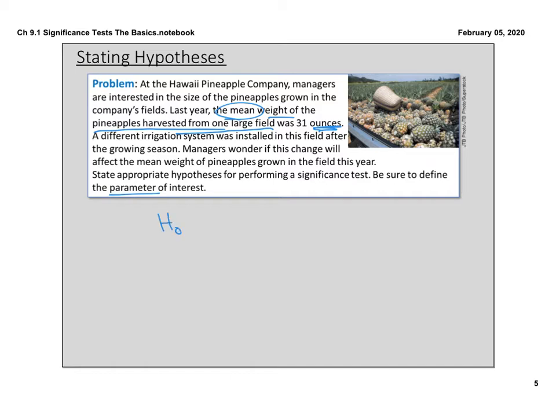Our null hypothesis is that the mean is equal to 31 ounces. And then the alternative hypothesis: managers wonder if this change will affect the mean weight of pineapples. They don't say whether it's greater than or less than, they just say it will affect them. So our alternative is that the mean is not 31 ounces. Does that irrigation system make them larger? Does it make them smaller?